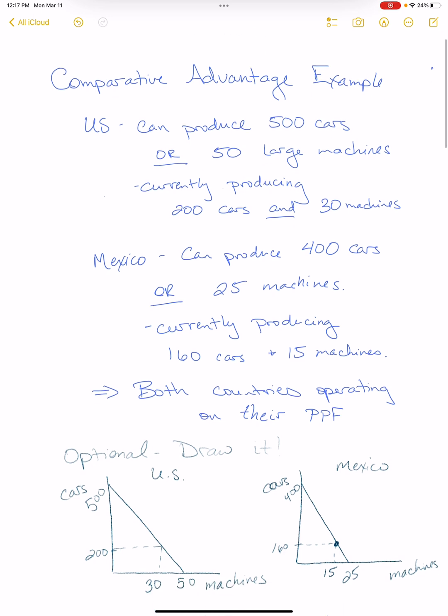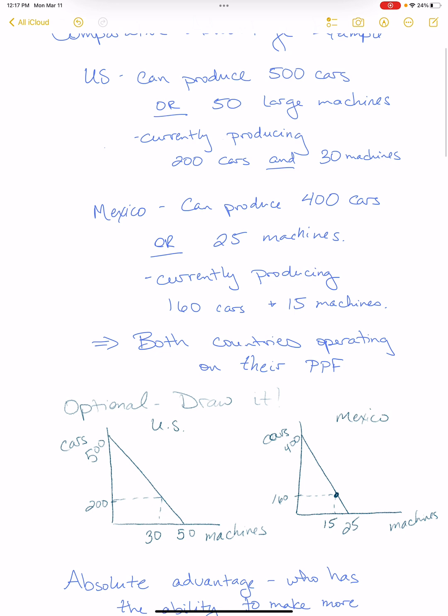The problem also gives us where on the production possibility frontier each country is choosing to produce. So currently we've got the United States producing at 200 cars and 30 machines, and Mexico is producing at 160 cars and 15 machines. So notice this time we see those "and," so that lets us know they are able to produce that combination of cars and machines at the same time.